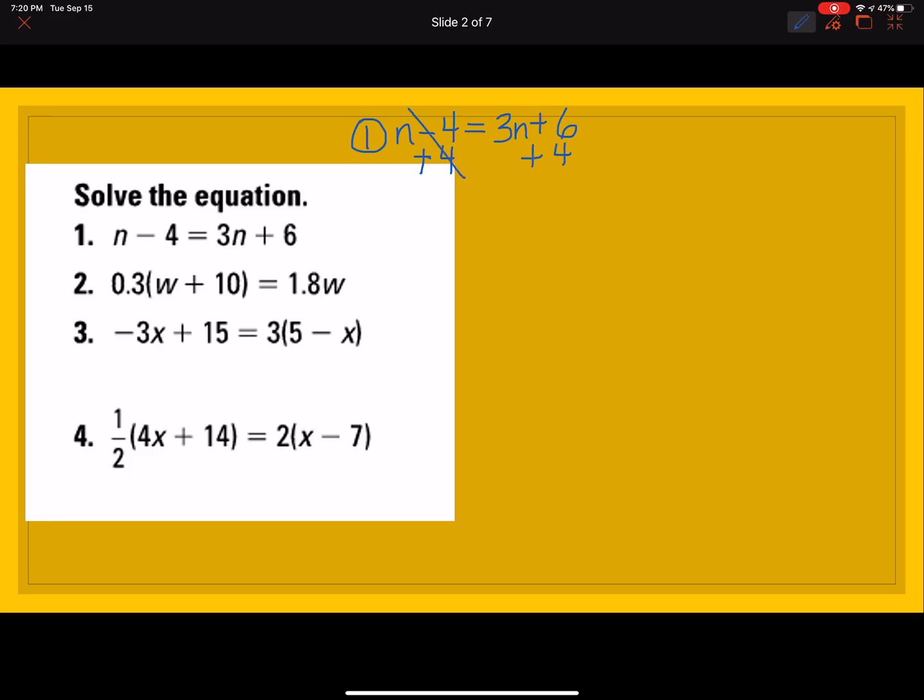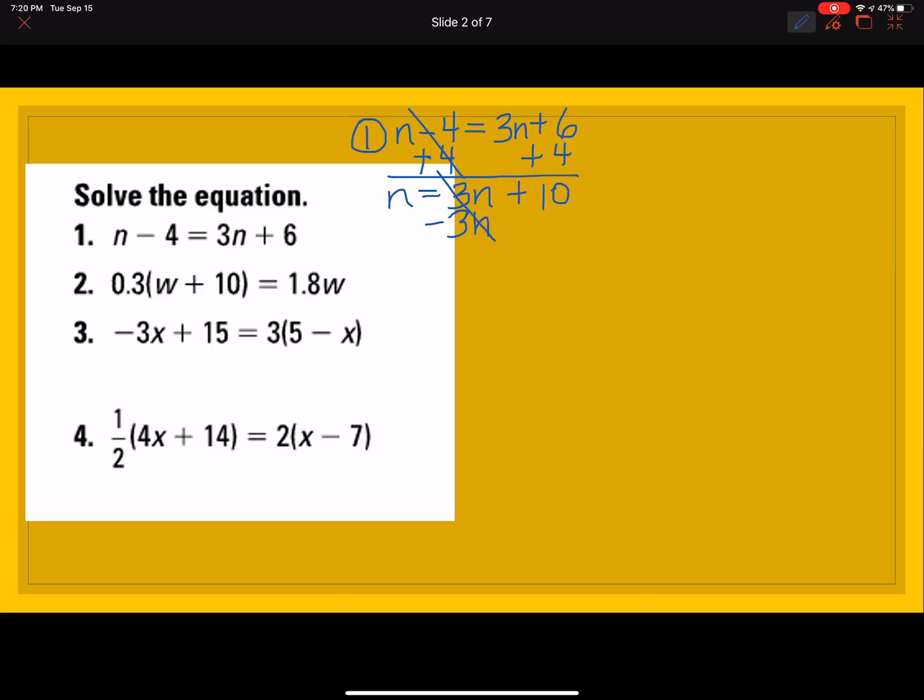Whatever I do to one side, I must do to the other side. Now I'm left with n equals 3n plus 10. At this point, again, I still have my n variable on both sides. I want it isolated, so I want to move it to the opposite side as my constant. If I look at the right side and I focus on the 3n and I want to undo that 3n or move it, I'm going to have to pair it up with its opposite, which is a negative or subtraction.